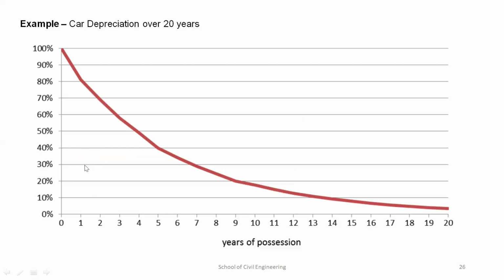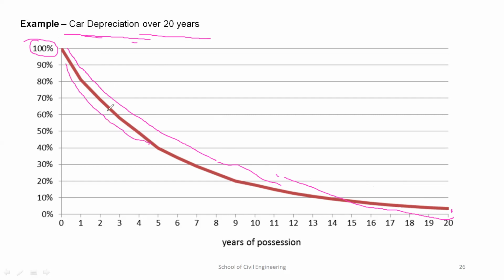Before going to the methods of depreciation, I'll give an example. You are purchasing a car. The value of the car is 100% in the 0th year. Consider the car depreciating over 20 years. What is happening to the car's value? It is getting reduced and becomes almost negligible after 20 years. That is depreciation.